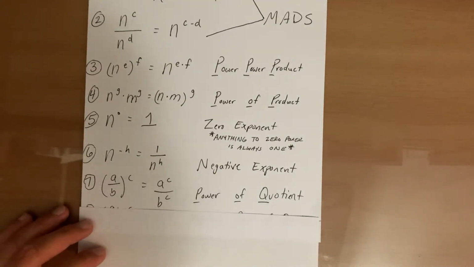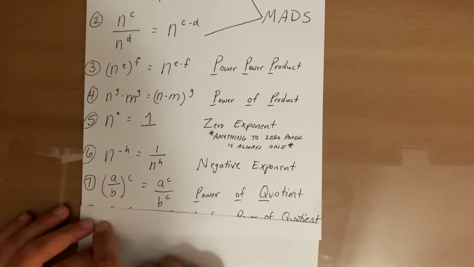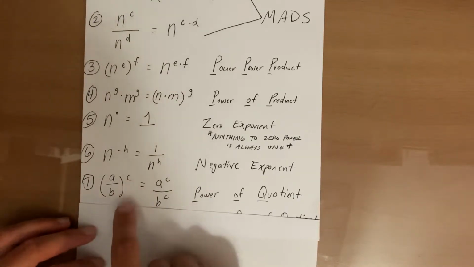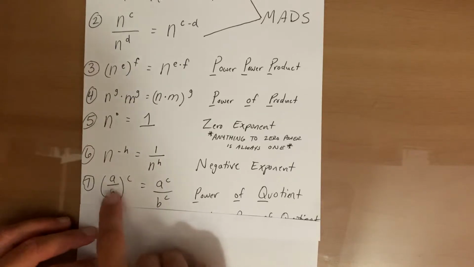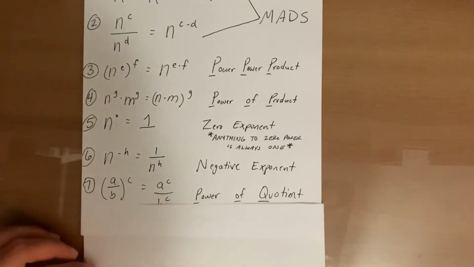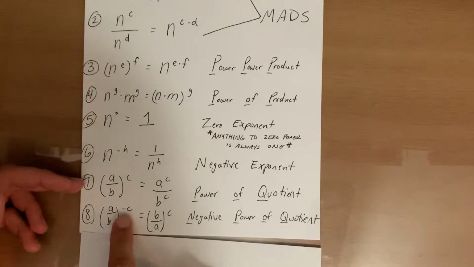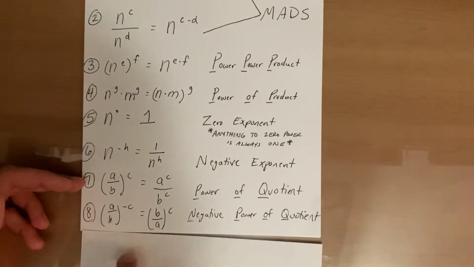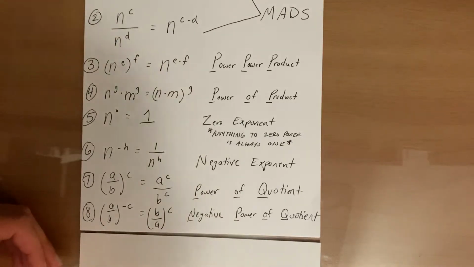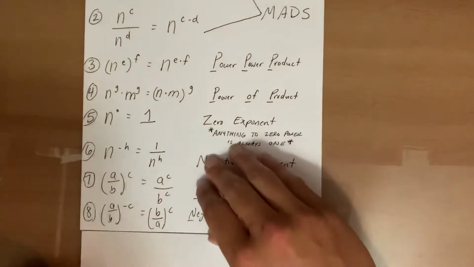Okay, power of a quotient. Quotient means I'm dividing and I have a power to it. All I do here is basically distribute. I'm not doing the distributive property, but I'm just giving this exponent to the numerator and the denominator. So a over b to the c becomes a to the c divided by b to the c. And the last one, we have negative power of a quotient. Same thing as rule 7, except my exponent is negative. So all I do is take the reciprocal, and then I make my exponent positive. From there, I would revert back to rule 7, and this would be b to the c divided by a to the c.